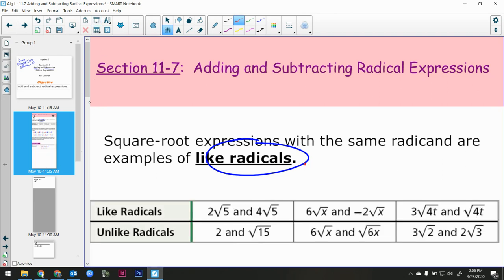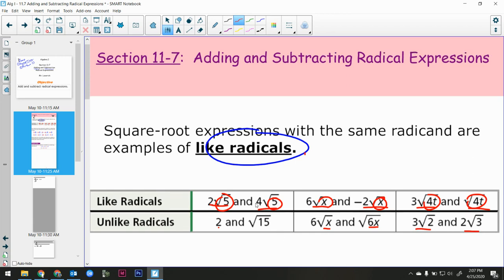Here's what I mean by that, okay? Take a look. 2 radical 5 and 4 radical 5. 6 radical x and negative 2 radical x. 3 radical 4t and radical 4t. Notice how what's underneath the radicand, if you will, is always the same for ones that are called like radical terms. Now, these are unlike radical terms. 2 and radical 15, no good. 6 radical x and radical 6x. Notice the radicand is 6x, the radicand is x, not like radical terms. This one looks like it is, but it's not. 3 radical 2 and 2 radical 3 are not like radical terms.